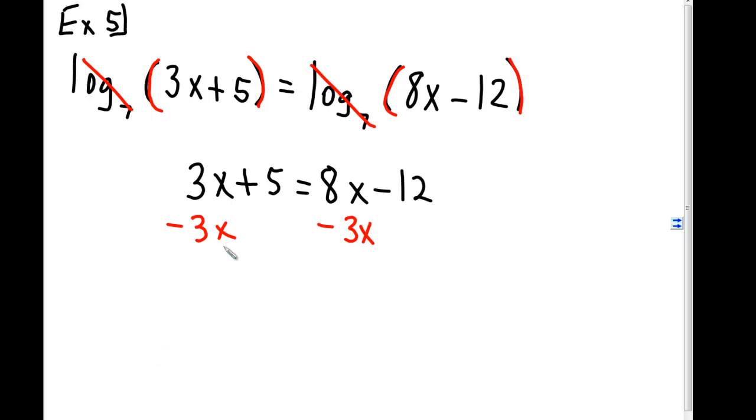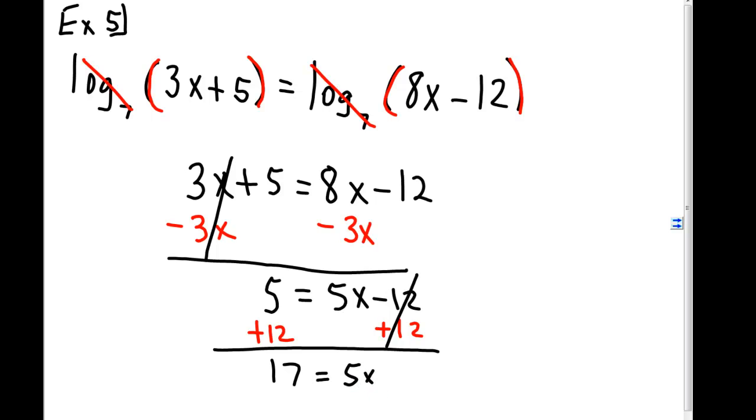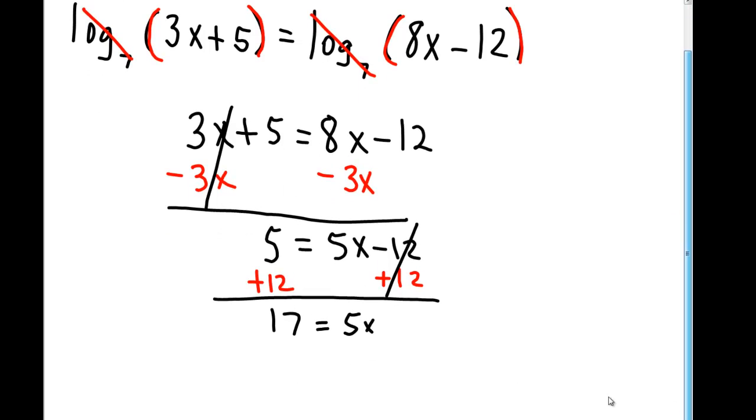Solve for x by first subtracting 3x from both sides. 5 is equal to 5x minus 12. Now add 12 to both sides. And 17 is equal to 5x. Dividing both sides by 5 will give x is equal to 17 over 5, or 3.4.